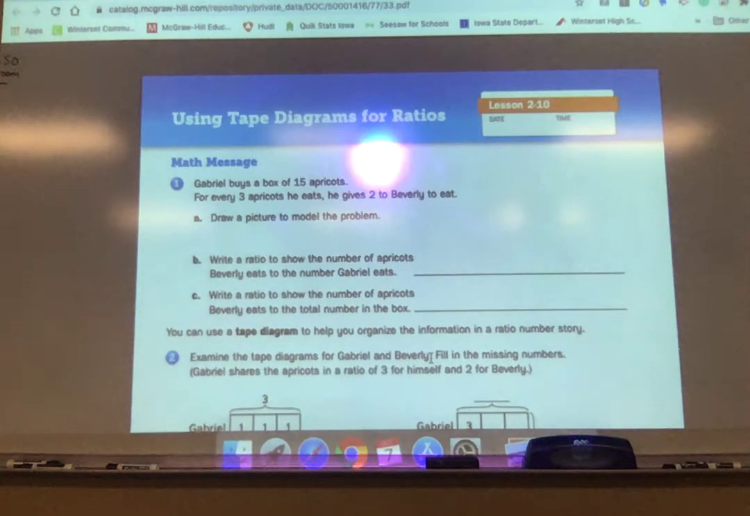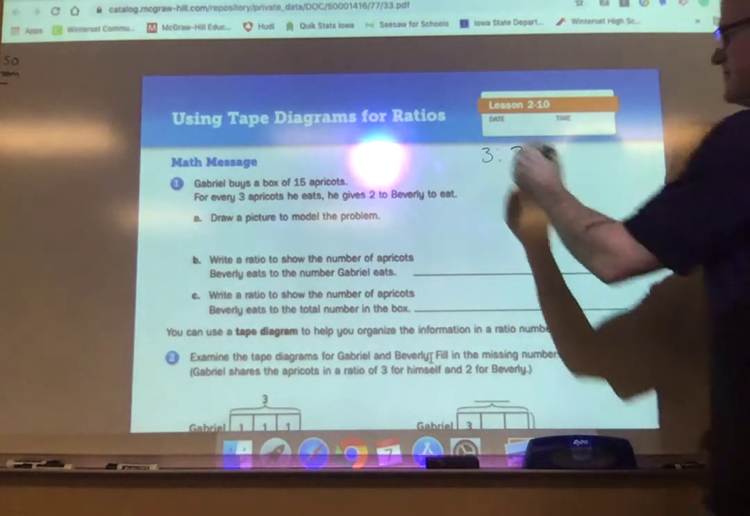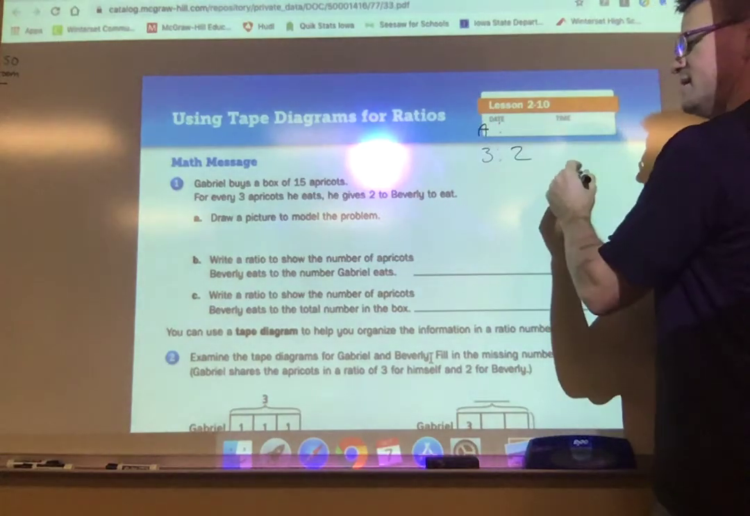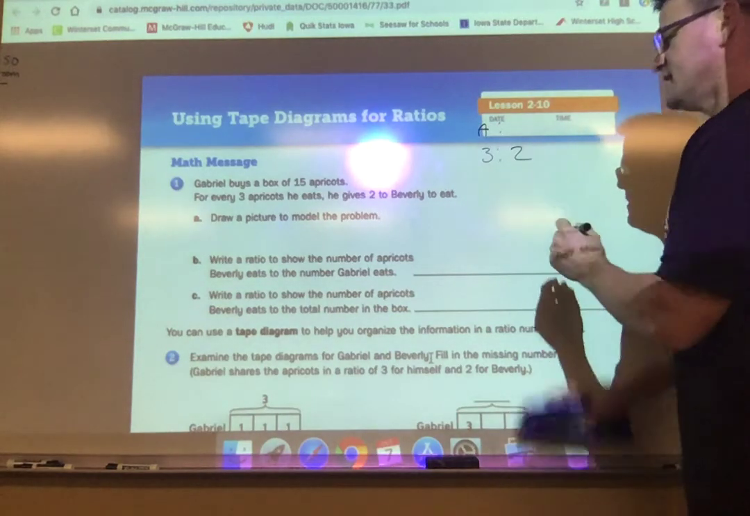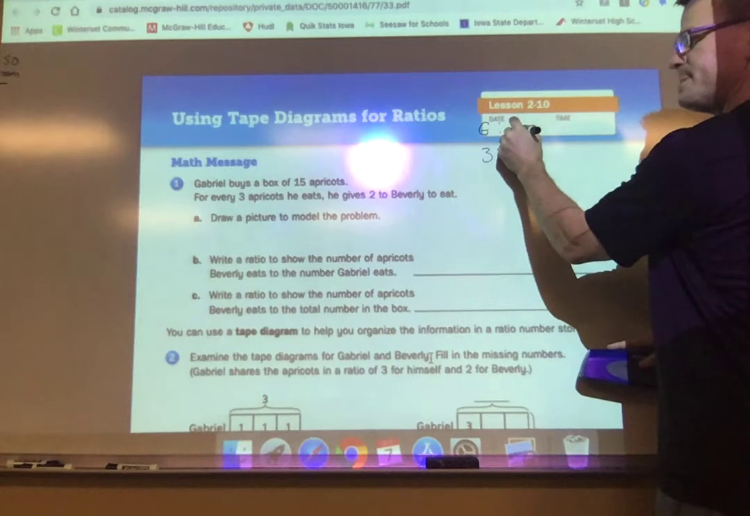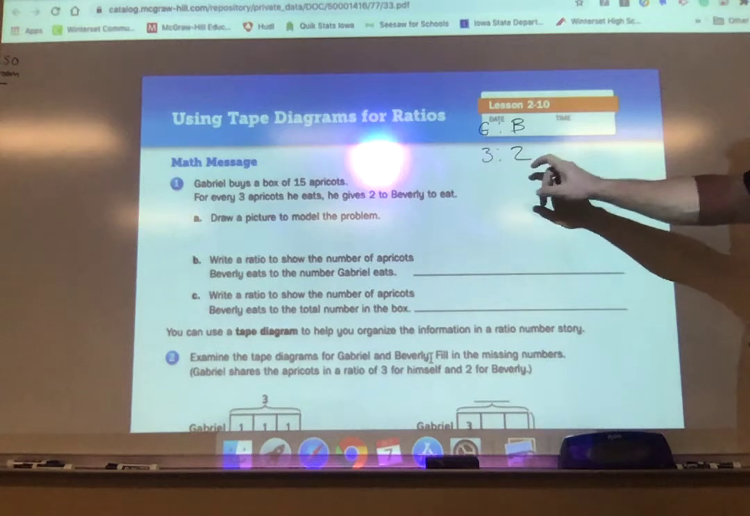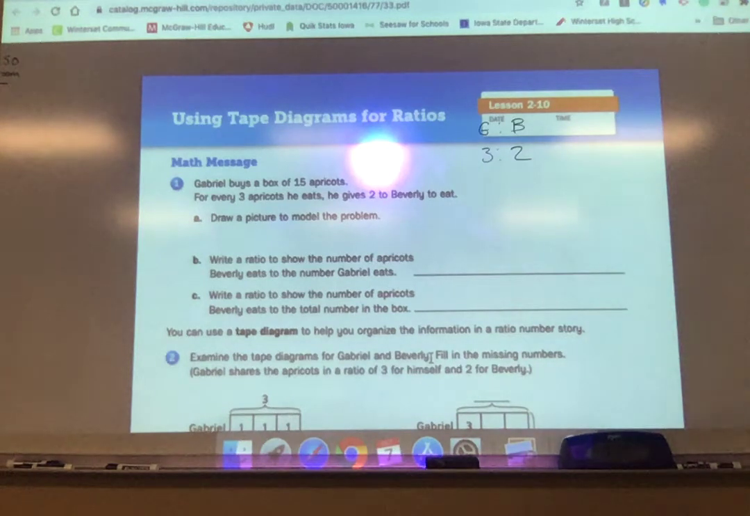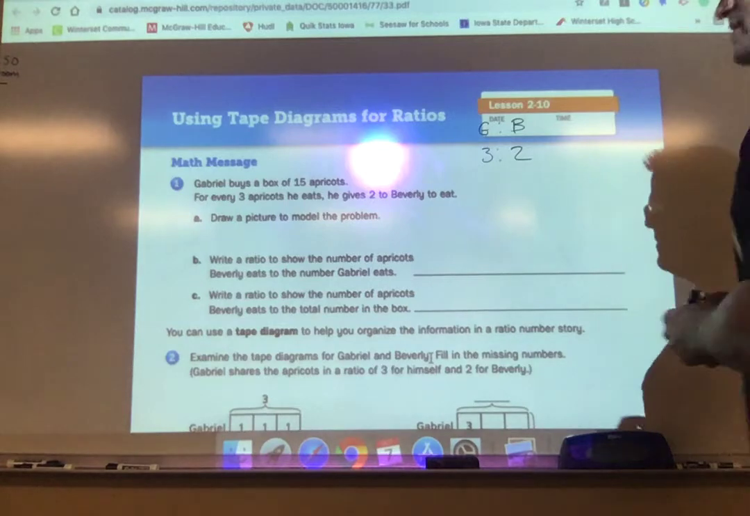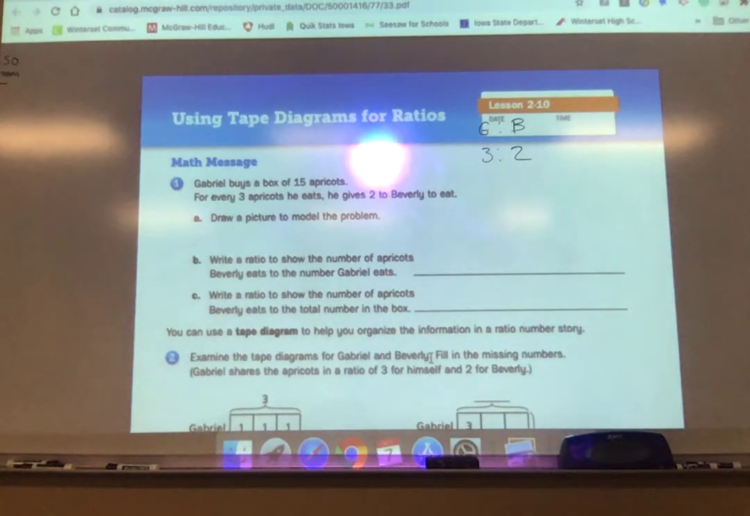Gabriel buys a box of 15 apricots, and for every 3 apricots he eats, he gives 2 to Beverly to eat. So this is a 3-to-2 ratio, and the apricots, I'm going to label, every 3 apricots he eats, so that is Gabriel, this is what he eats compared to what he gives to Beverly. So Gabriel to Beverly, he eats 3, she eats 2, and that's the ratio. So we could draw a picture of that model. We've done that a little bit yesterday. So we're going to actually more focus today on B and C and the types of ratios.